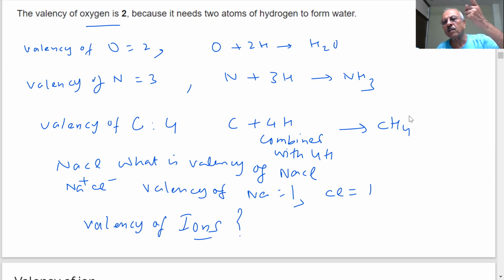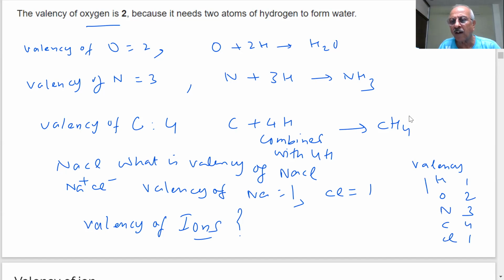What is the valency of hydrogen? I'm saying hydrogen 1. You are saying oxygen is 2, nitrogen is 3, carbon is 4, Cl is 1. Like this, we have already given the valency to you. Did I give you, yes or no? Yes, sir. So that is what valency combining capacity is. Now, if I have ions, then what is the valency? Okay, we will see that. Note down each and every line.